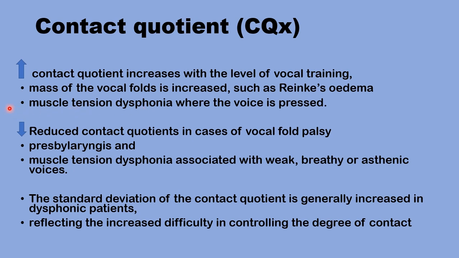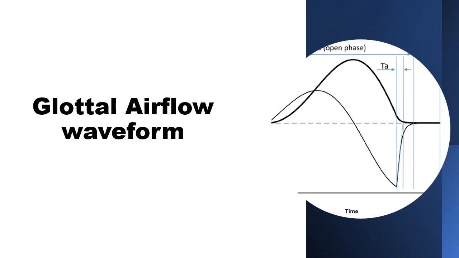On the other hand, the contact quotient would be reduced if there is reduced contact between the vocal folds, as in vocal fold palsy or in presbylarynx, or in some muscle tension dysphonias associated with weak and breathy voice. What is also of importance is the standard deviation of the contact quotient between different cycles, as this would generally reflect an increase in dysphonia due to the difficulty in controlling the degree of contact from one cycle to the other. The glottal flow waveform, or the flow glottogram, is a representation of the airflow during each glottal cycle. It is derived from the oral airflow signal using inverse filtering, and from this, important voice source values can be derived.